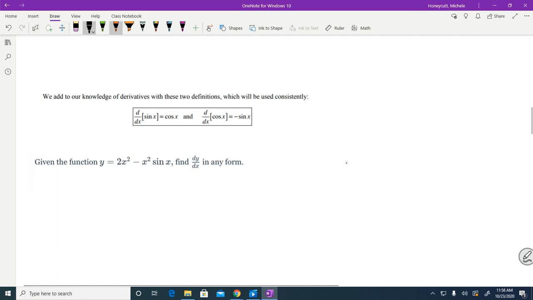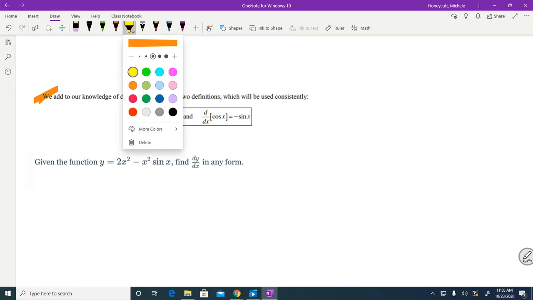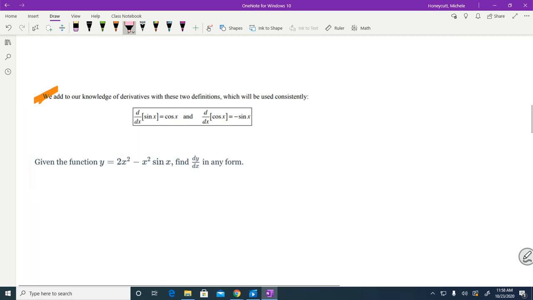So you need to add this. Now this is in your notes, but it's on a different page. So just write this one down. We need to add to our knowledge. Let me get a different color. These two definitions. So these are two derivatives that you need to memorize. They're going to come up a lot.